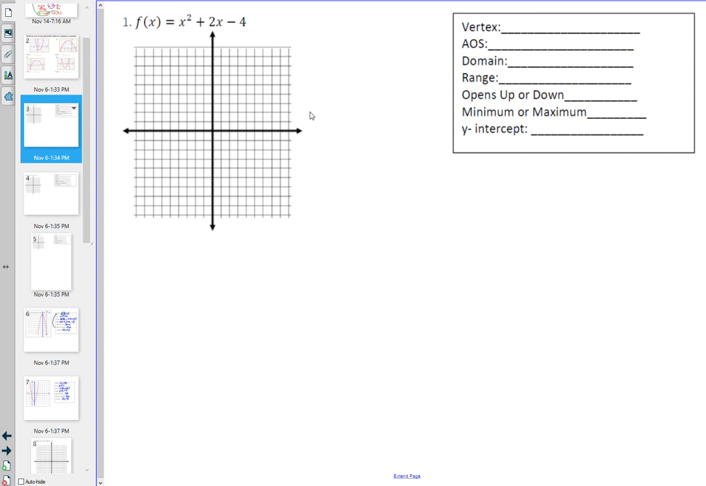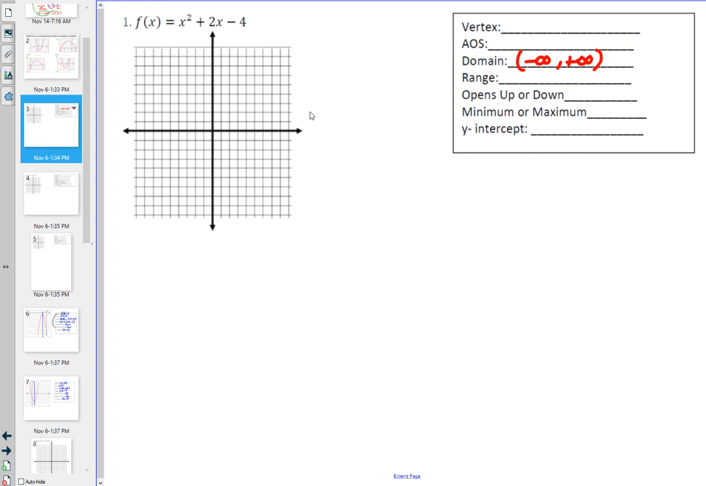How about domain? Can I answer domain? Oh, yeah. Of course you can, because what's the domain of every parabola that's a function? All real numbers. So I know the domain's going to be all real numbers. So negative infinity, positive infinity. Can I find the range? No, I need a vertex for that too. I mean, I'll be able to find it.